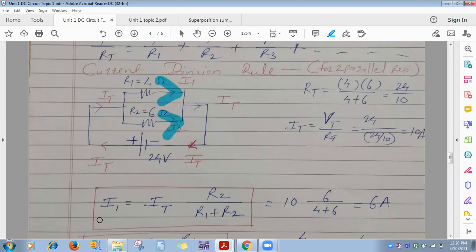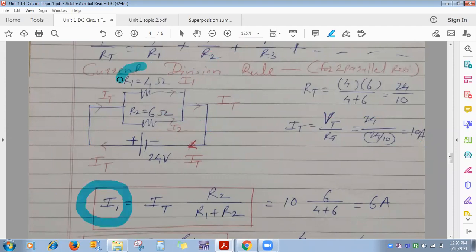So what is the formula? See, this one is the formula. I1 is equal to I total. This I total is which one? This one, which enters at node A and leaves at node B. Now I1 is the current flowing through which resistance?